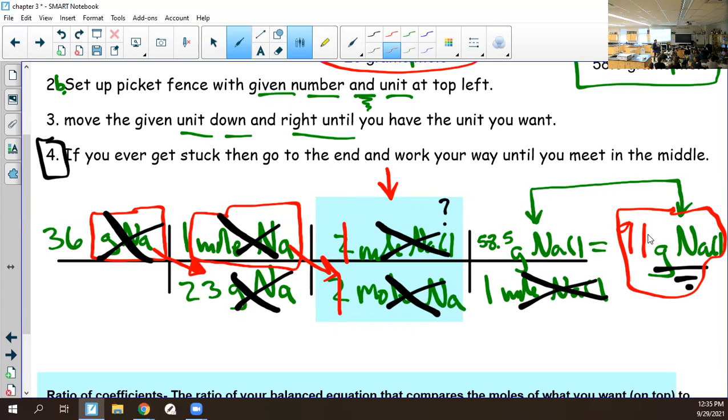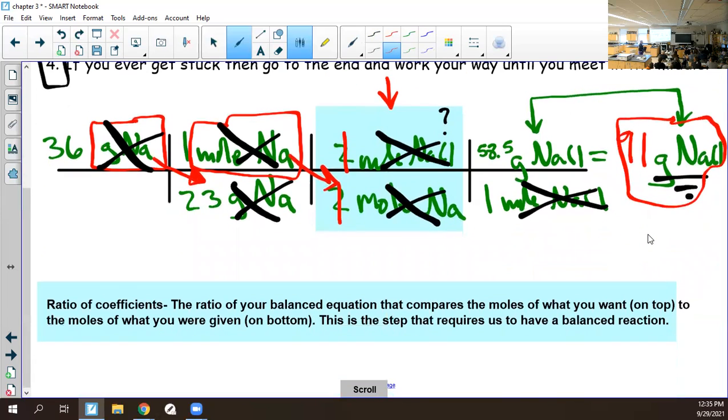So be careful. Okay, we're going to repeat this process 1,000 times this year. That's an overestimation, but it will be more than 100 times. Okay, here we go. Ratio of coefficients. The ratio of your balanced equation that compares the moles of what you want. What you want goes on top. I wanted NaCl. What I don't want is Na. They go on the bottom.